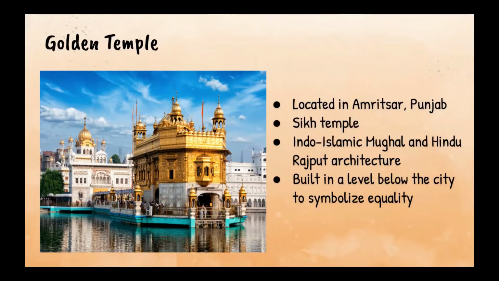The most striking feature about its floor plan is that it has 4 entrances from 4 directions. These signify that people from all religions, regions, or cultures are welcome to visit this place. The temple has been built in a level below the city to symbolize equality for everyone. The structure has 2 stories. First floor is made of marble and the top floor is made of gold plates.